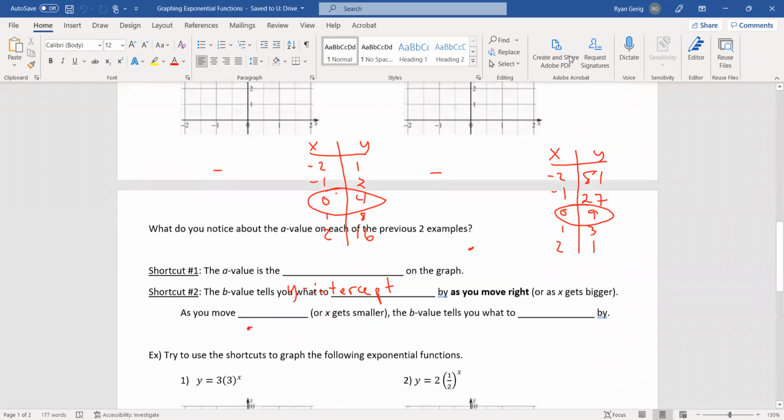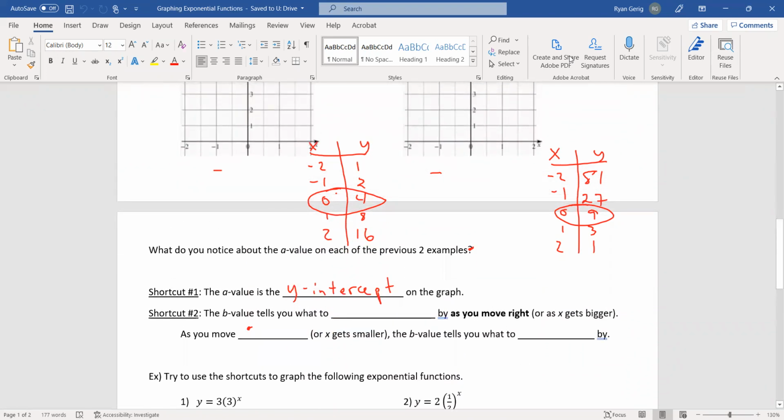Shortcut number 2 is the b value tells you what to multiply by as you move right. The b value is repeated multiplication. So it's telling you what to multiply by as you move right, or as x gets bigger. As you move left, or x gets smaller, the b value tells you what to divide by. So it's kind of like the opposite of multiplication.